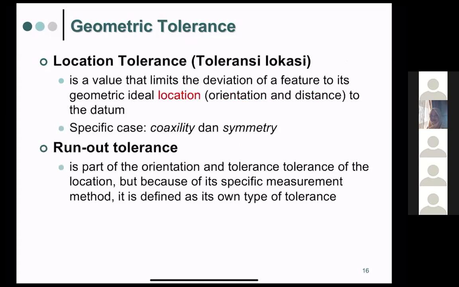Okay, and then here we also have a location tolerance, for example, coaxiality or symmetry. Okay, and then we have a runout tolerance. It's actually part of orientation and location tolerance just because of the specific measurement method, but it is defined as its own type of tolerance. I'll explain to you in a sec about the runout tolerance.